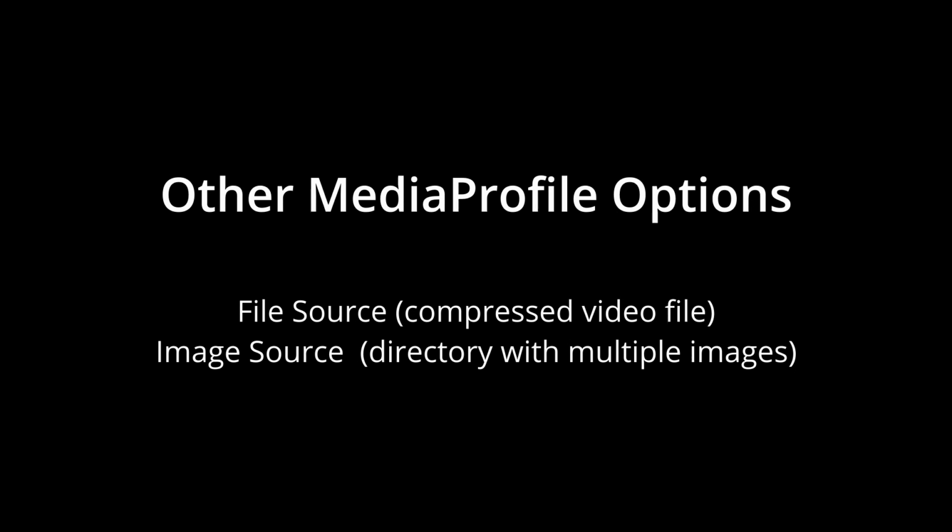There are two other things you can do with MediaProfile. You can use a file media source, which is basically a compressed video file on your hard disk, or you can use an image media source, which is a directory that has multiple images numbered in sequence. I'm not going to show you that here because the setup is almost identical to the way you use USB. You just choose File or Image Source and then browse to the directory that contains the files and select them. These are both useful if you want to have a pre-recorded video or a slideshow playing on a screen somewhere in your Unreal 3D environment. You can just set up the media profile and then apply the media texture to your object.